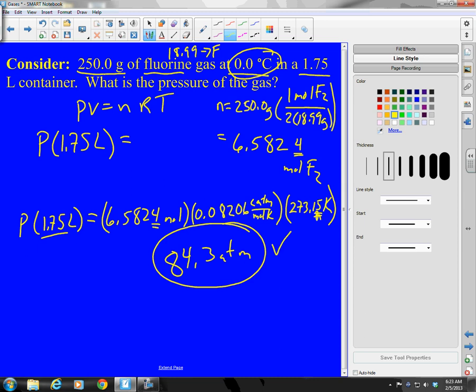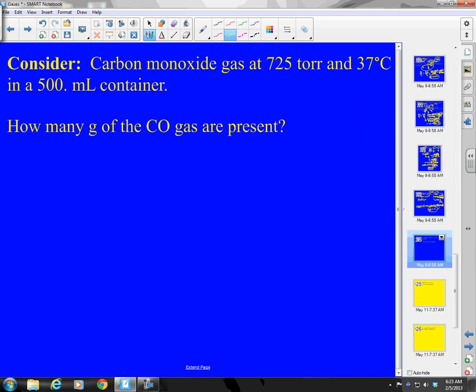One more, and then we'll call it quits. Carbon monoxide gas at 725 torr and 37 Celsius in a 500 milliliter container. How many grams carbon monoxide do I have? All right, you guys give this a shot. Bring me back when you're ready.